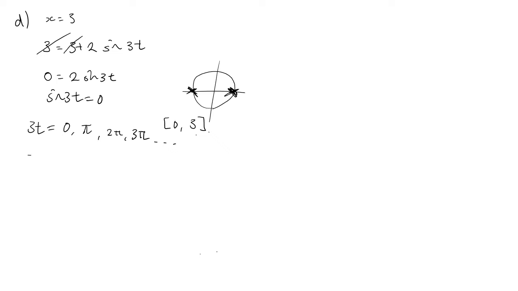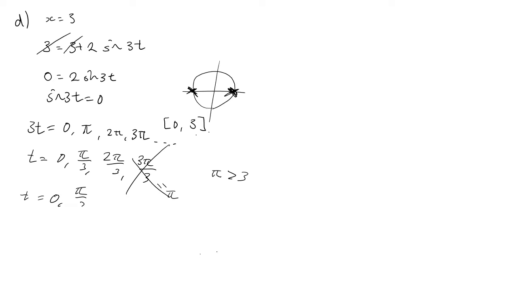But now let's work out the value for t. 0, that's pi on 3, it's 2 pi on 3, that's 3 pi on 3. Now 3 pi on 3 is pi, and pi is greater than 3. So that is not included in our answer. So our final answer is t equals 0, pi on 3 or 2 pi on 3. Okay? Alright, so that's question 2 finished.